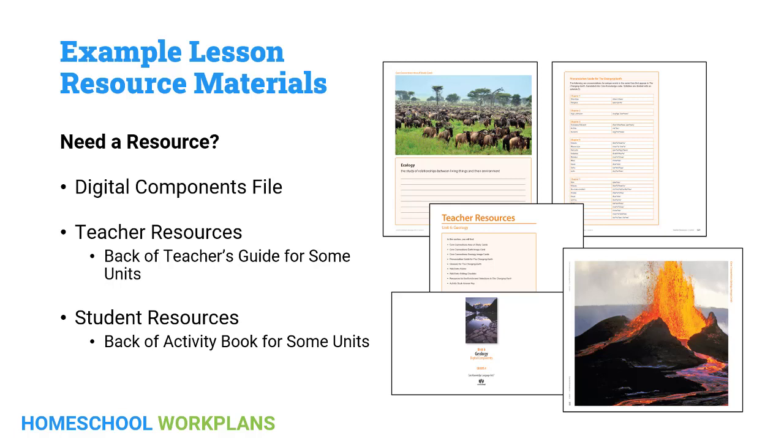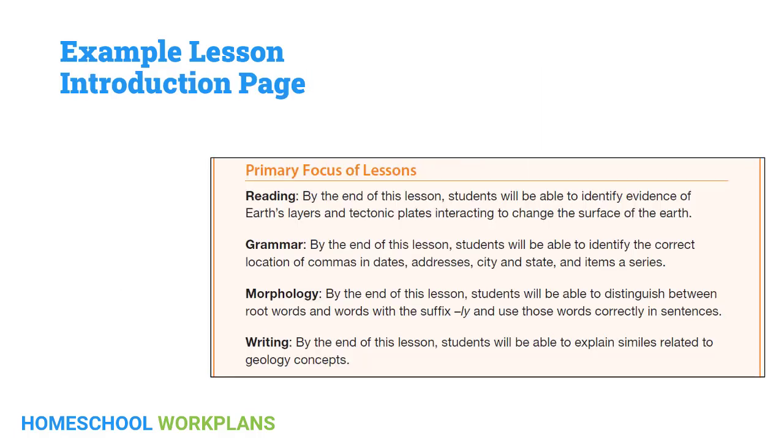You can also find resources for your student in the back of the activity book. Things like code charts to help them remember their spelling skills, and rubrics and editing checklists for helping them with their writing assignments. Now, moving on to the last section of that first page, the primary focus of the lessons, and this includes the goals for the language arts skills, are listed here. So let's just take a quick look at these.